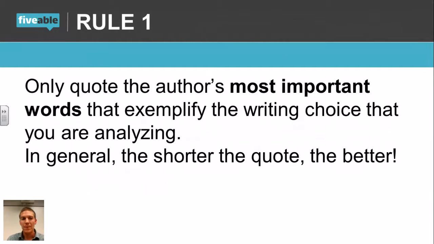Rule number 1, only quote the author's most important words that exemplify the writing choice that you're analyzing. So if I have a 25-word quote, I might find the 5 words that actually prove my point the most, and I'll kind of paraphrase or go up to it, quote it, and then keep going. So I'll show you what that actually looks like practically. But again, in general, the shorter the quote, the better. Obviously, with the caveat, you're choosing what's worth quoting actually. You're choosing the words that make your point the most. Hey, if you can choose 5 words of the 25, clearly you're thinking at a high level.